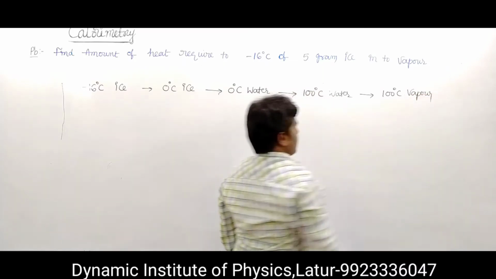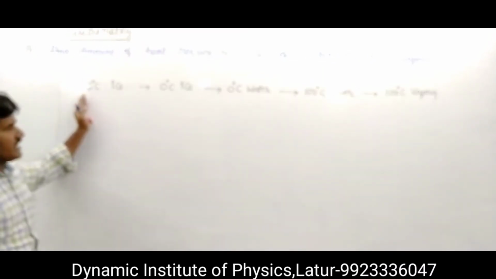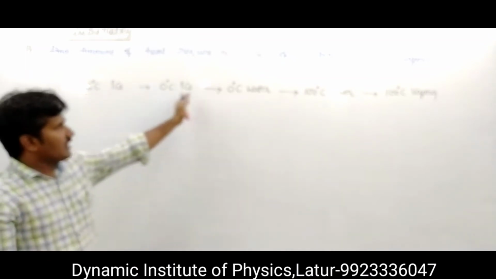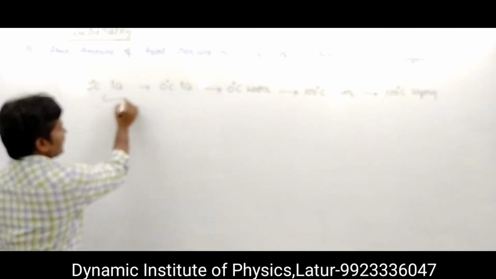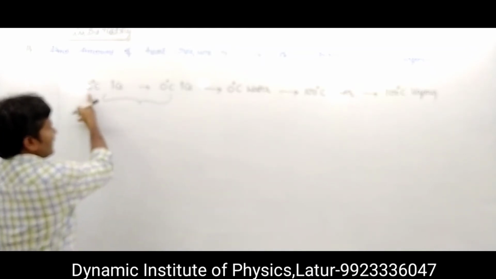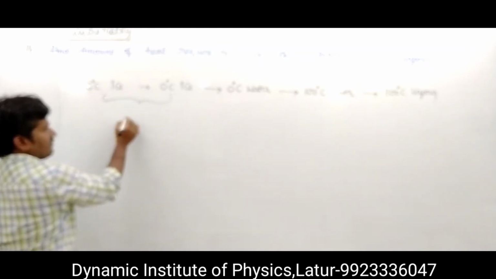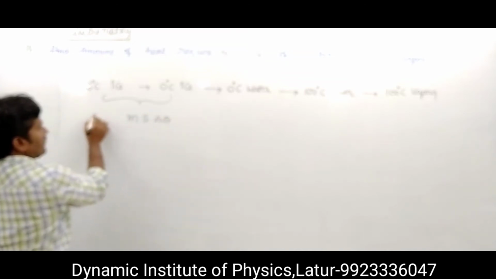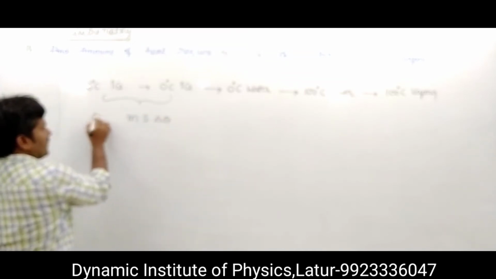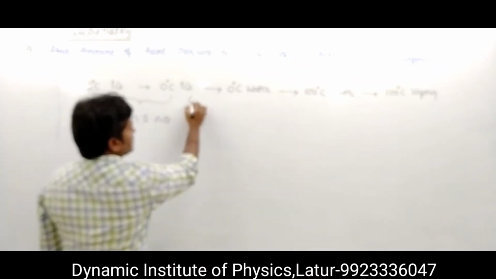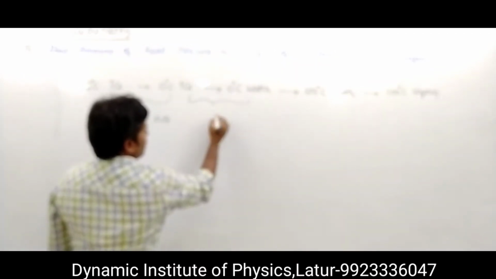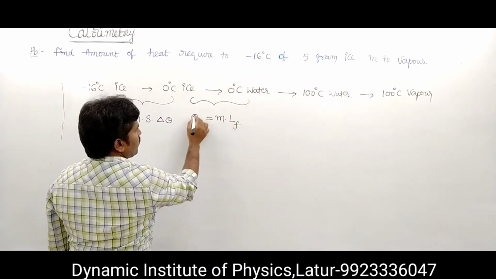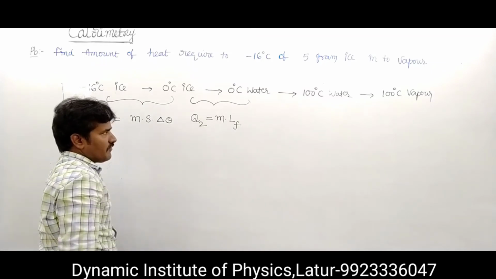So this is the process. Minus 16 degree centigrade of ice is converted into vapor. These are the conditions. First, the temperature changes: minus 16 degree converted into 0 degree. That means temperature changes, so the amount of heat is written as ms delta theta. And here the state changes. State change means latent heat of fusion. This is Q2 equals latent heat of fusion.